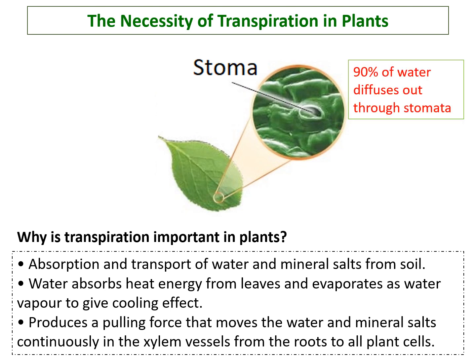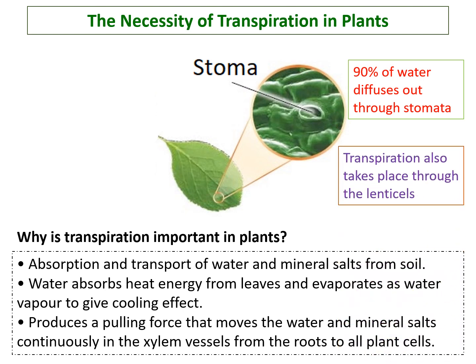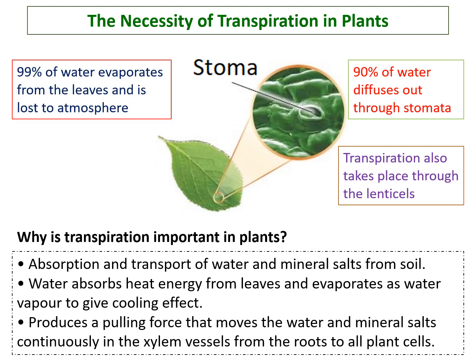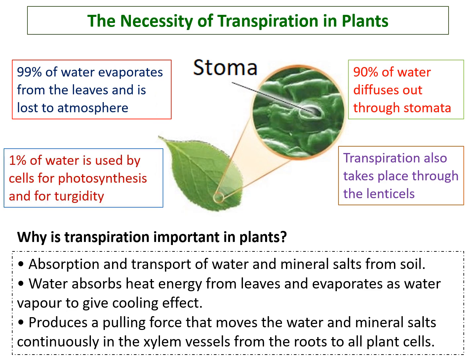90% of water diffuses out through stomata. Transpiration also takes place through the lenticel. This means only 10% of transpiration diffuses through lenticel. 99% of water evaporates from the leaf and is lost to the atmosphere. Only 1% of water is used by cells for photosynthesis and for turgidity.